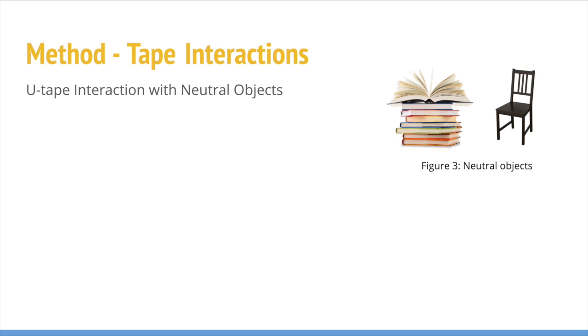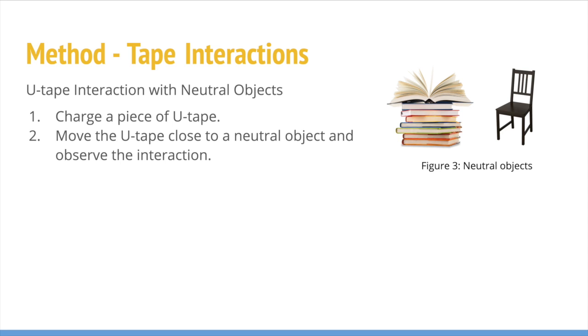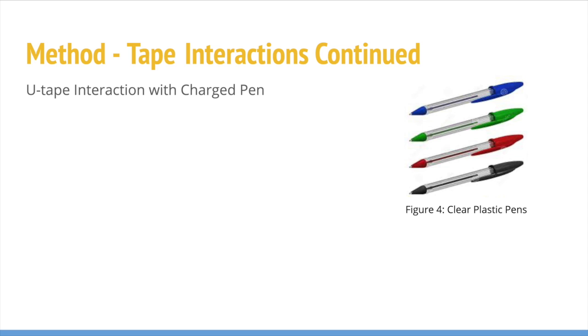The first tape interaction that I did was U-tape interaction with a neutral object. This is done by first charging a piece of tape and then moving the U-tape close to the neutral object to observe the interaction. Then I recorded the observation. The neutral objects that I used in this experiment were books and a wooden chair. The next interaction that I observed was tape interaction with a charged object.